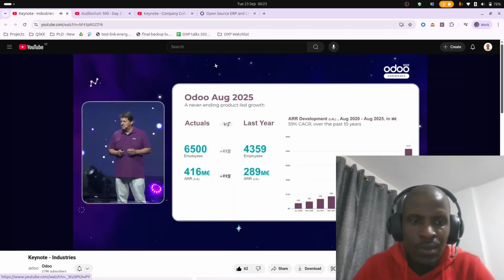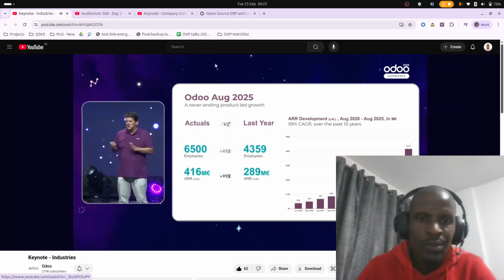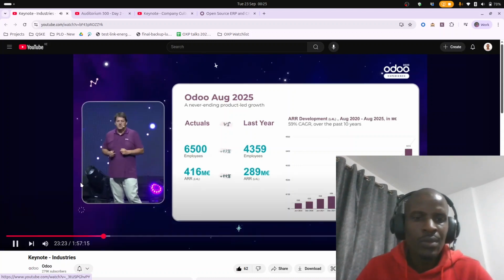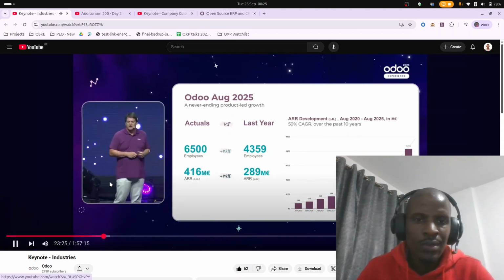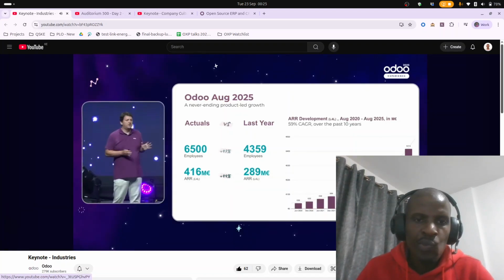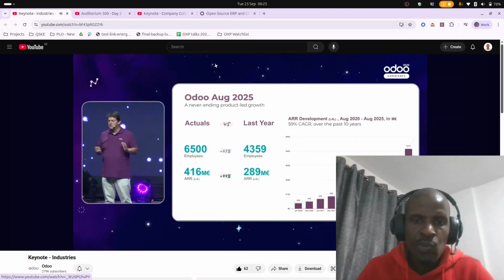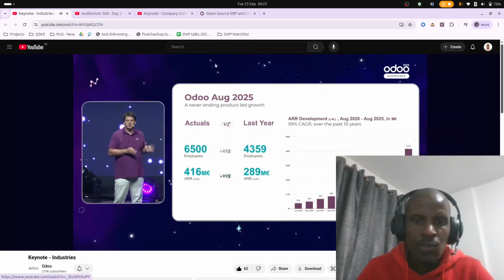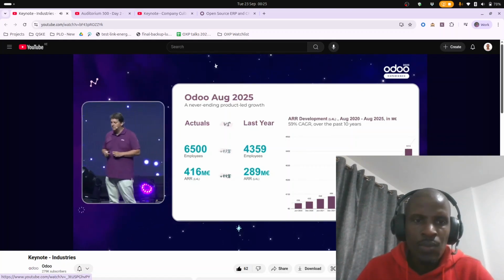It really works. So let's have a look at some of the numbers. Last year, Odoo, our company, we were 4,300 employees. This year, we are 6,500. We will be close to 10,000 in 1 year. Can you imagine the speed at which we grow? It's close to 50% growth per year.